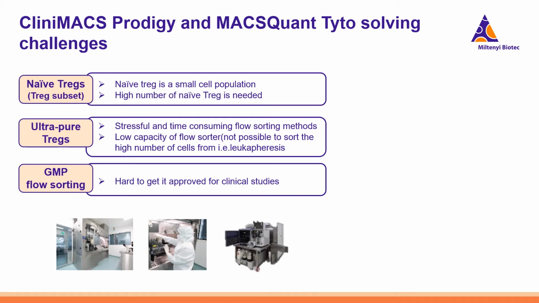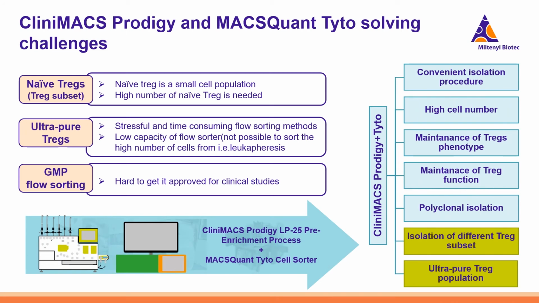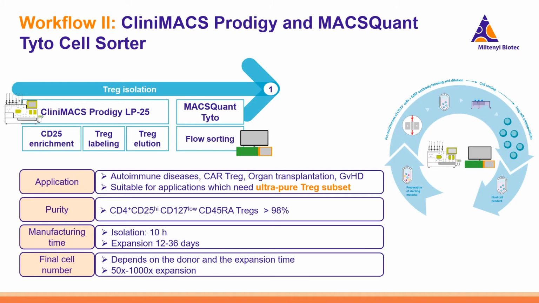Altogether, to solve these challenges, we offer you workflow 2, which contains two main devices, CliniMACS Prodigy and the MACSQuant Tyto Cell Sorter. These two devices help you to first isolate Treg subpopulations and antigen-specific Tregs, and also enable you to produce ultra-pure Tregs. Using the CliniMACS Prodigy LP25 process enables you firstly to enrich your CD25 positive cells, secondly to label your target cells with fluorescent antibodies, and thirdly to elute them in the special Tyto Cell Sorter buffer. And altogether your final yield is ready to be run in the cell sorter afterwards. And in this way you can isolate your ultra-pure antigen-specific Tregs.